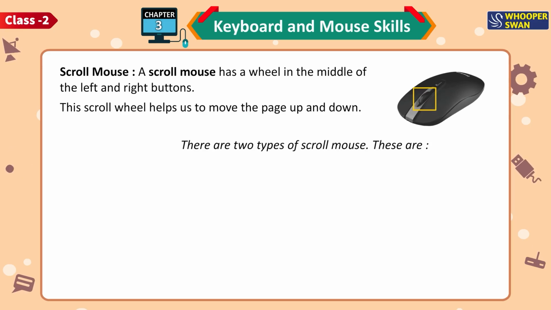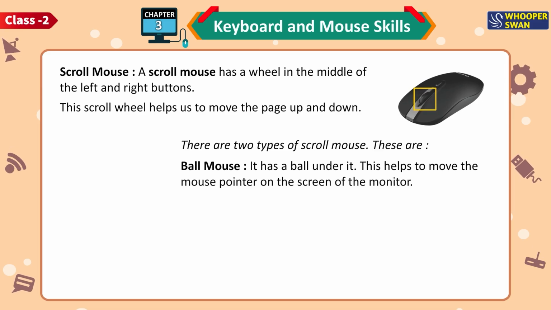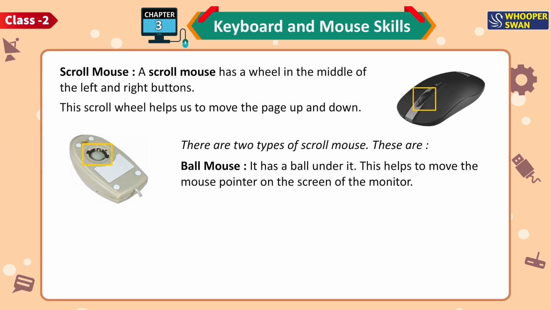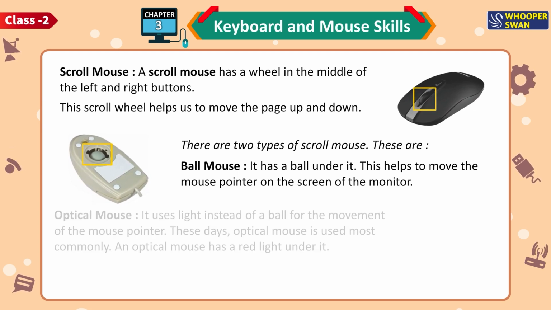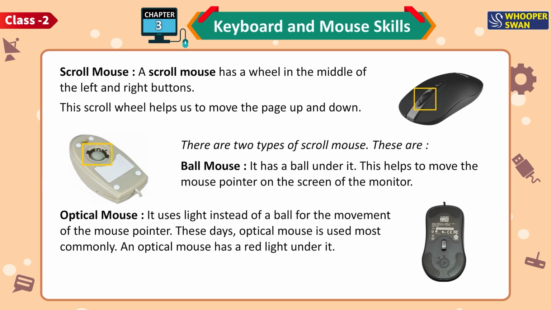There are 2 types of scroll mouse. Ball mouse. It has a ball under it. This helps to move the mouse pointer on the screen of the monitor. Optical mouse. It uses light instead of a ball for the movement of the mouse pointer. These days, optical mouse is used most commonly. An optical mouse has a red light under it.